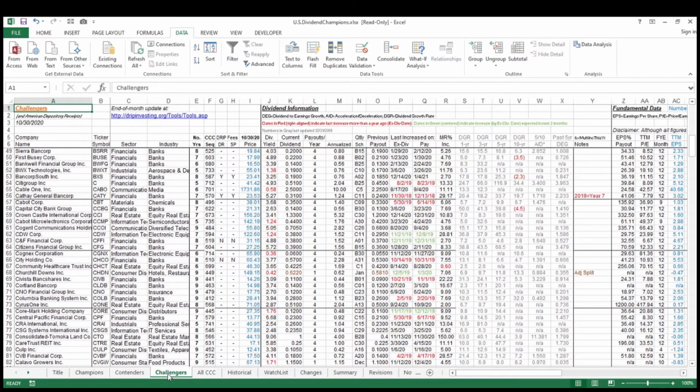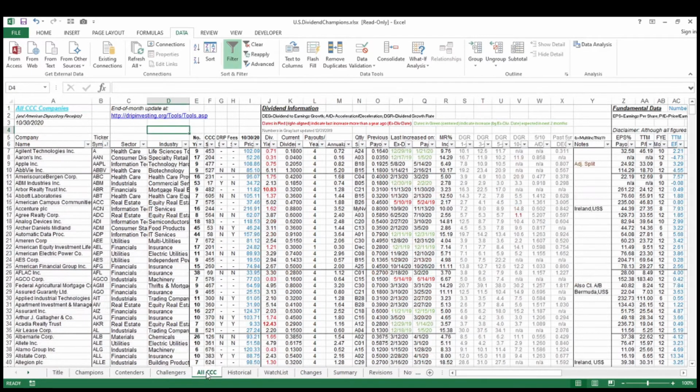And then the challengers are their version of up and coming dividend stocks between 5 and 9 years. But the actual tab that I use the most is the one called All CCC. So this puts all the universe of dividend paying stocks that you might want to consider.